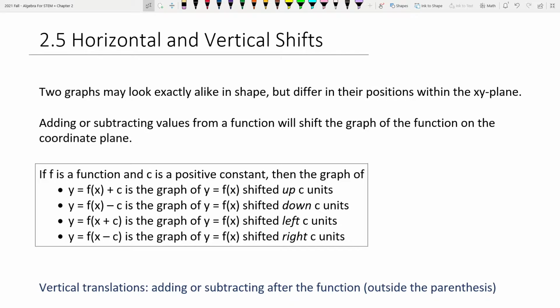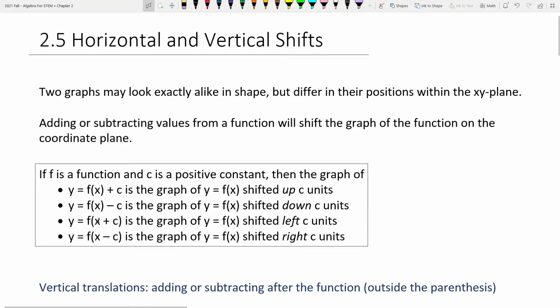shape. So if you have f as a function and c is a positive constant, then f of x plus c will shift the graph up c units because you're adding c to all of the y values. If you subtract c from all the y values, you're going to shift down c units.